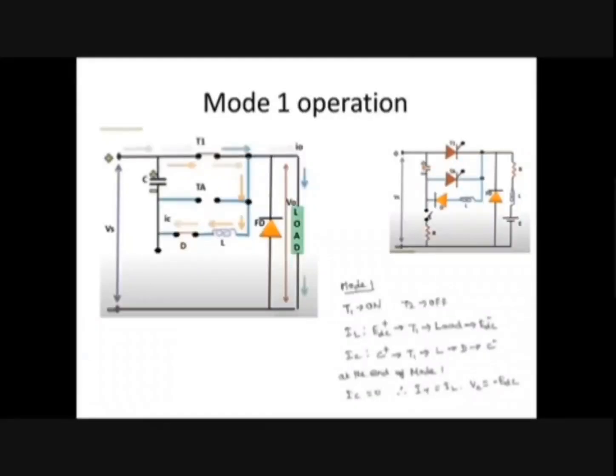So at the end of mode 1, the polarity of voltage across the capacitor will be like this: upper plate minus, lower plate plus. This will be the polarity of voltage across the capacitor at the end of mode 1.